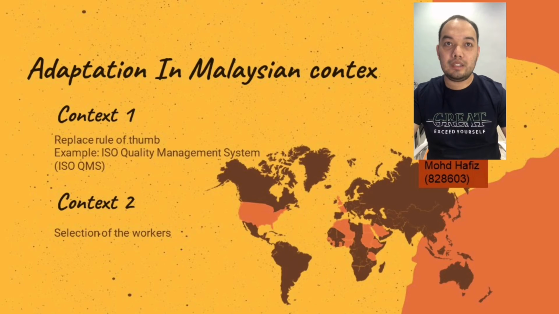So to increase organization efficiency, the rule of thumb should be substituted by methods developed through scientific analysis of work. So what is the rule of thumb? Rule of thumb means decisions taken by managers as per their personal judgment, which can lead to bias or incorrect decisions.